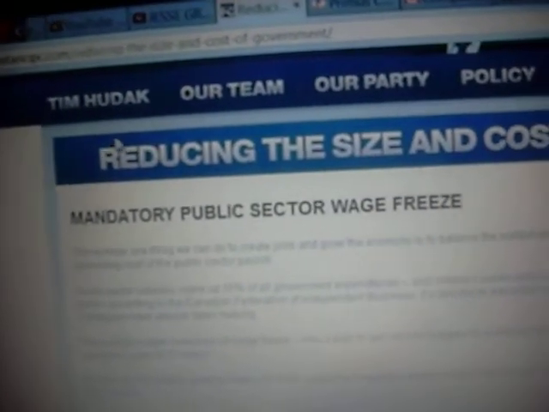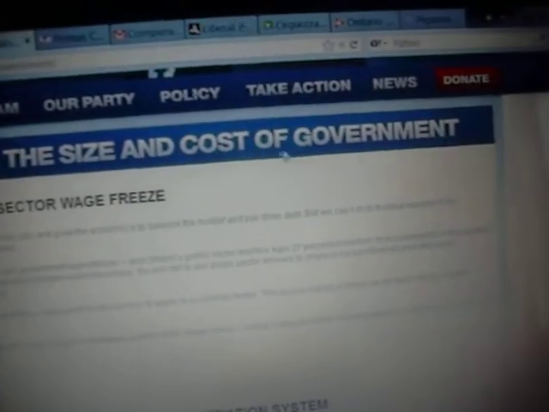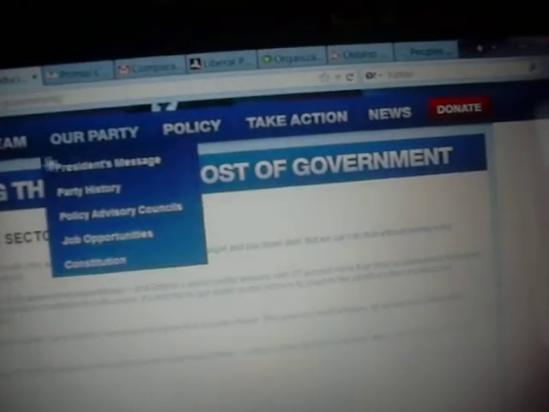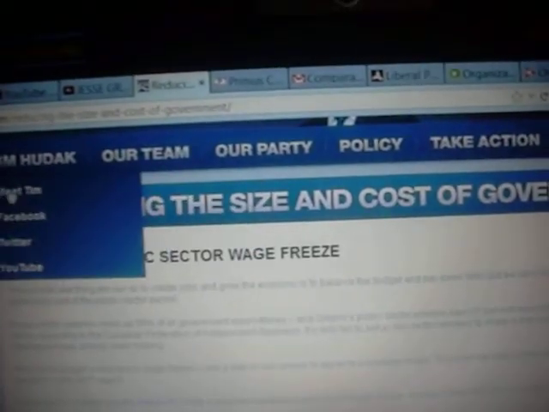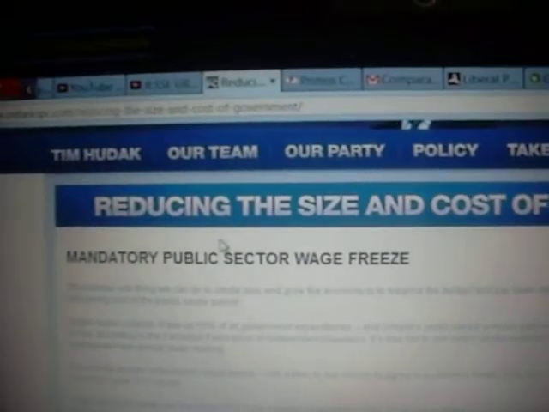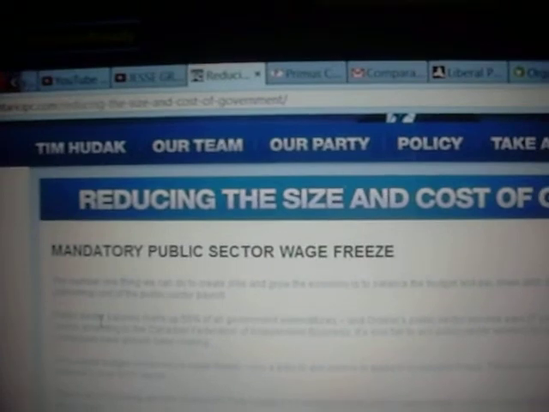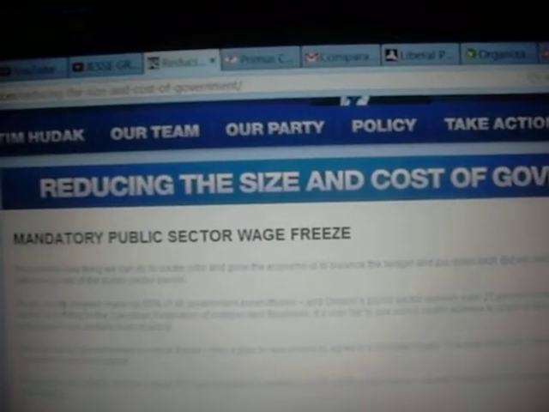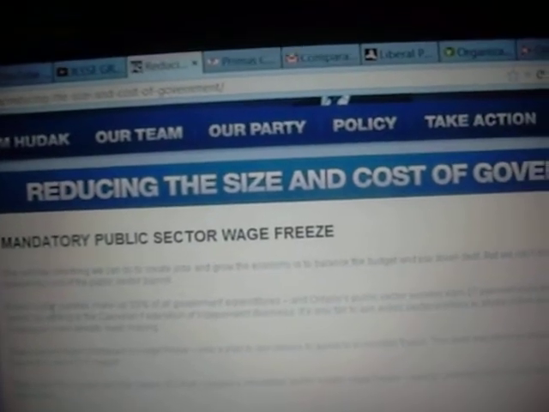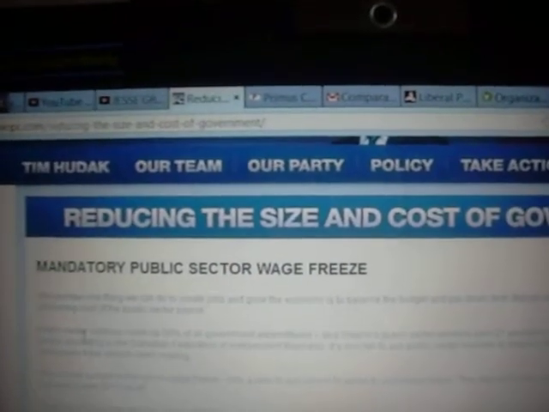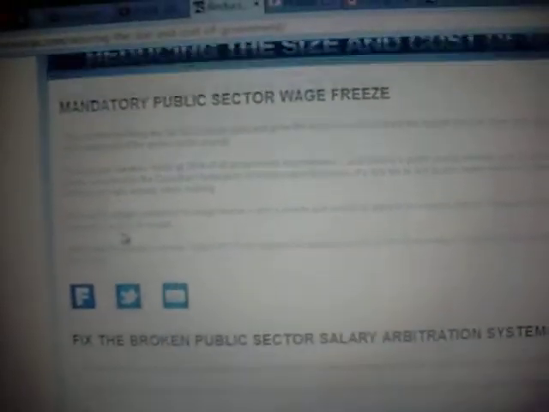So why wouldn't one want to reduce the size and cost of government, liquidate those resources, and allocate them to, for example, people that want to start up their small business? Why not have a small business fund where people can apply and they get their monies, and they're off and doing what they need to do to contribute to economic development?